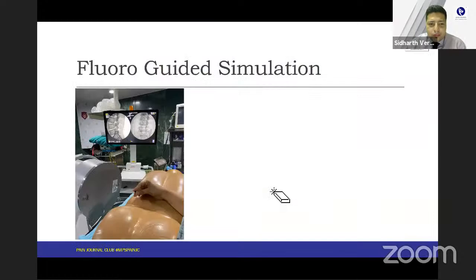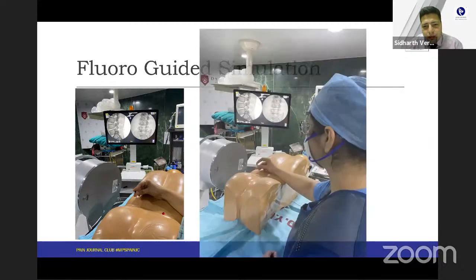So a very common form of simulation method which is being used is the task trainers. For example, on your screen now is a fluoro guided simulator. You can see that this is a simulator, it's a mannequin, and our fellow trainee is trying to put in the needle here. And if you see, the images are very clear and there is no patient involved, and this can be very helpful in understanding the nuances.